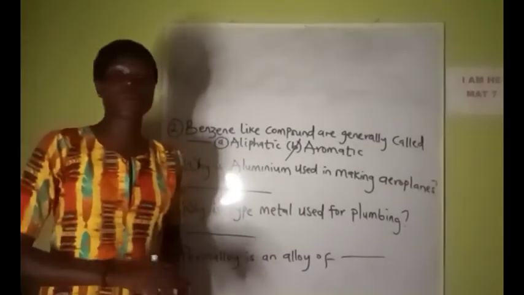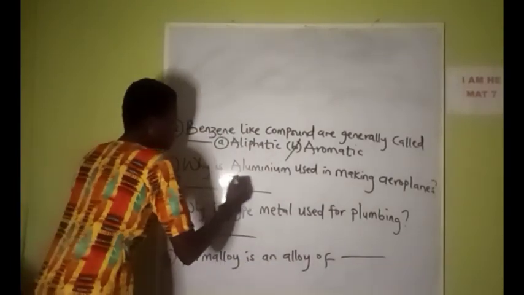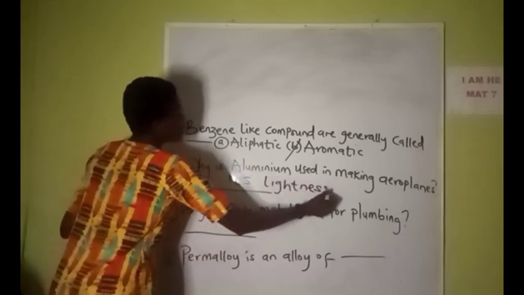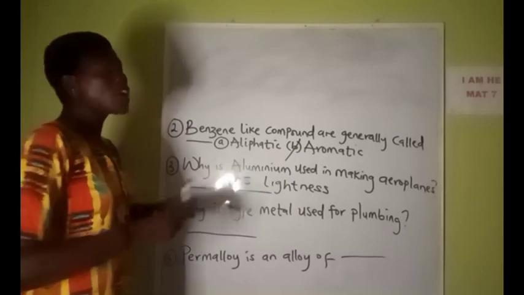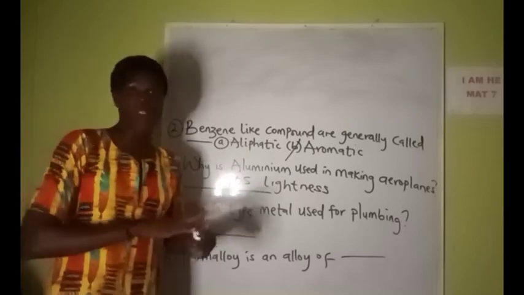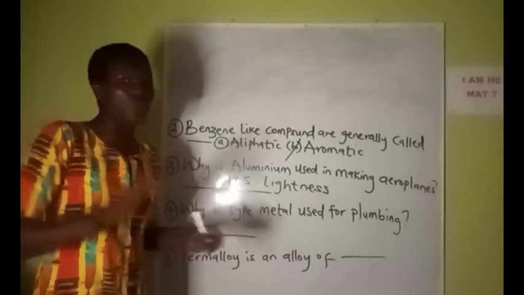So the third question says, why is aluminium used in making aeroplanes? The simple answer is because of its lightness. And that is why it is used in making planes. There are other options there. Okay, I just want to get this answer. So when you see the question in your exam, if they repeat the question, you just pick up your answer without wasting much time.